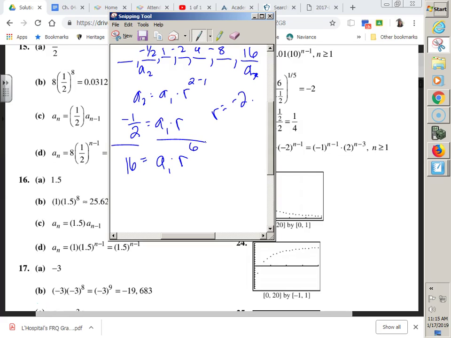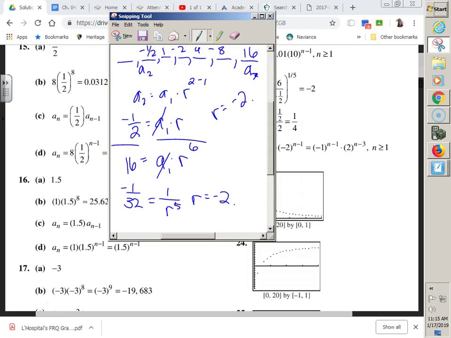And negative 1/2 divided by 16, ew. I like 16 divided by negative 1/2. But those reduce. That ends up being 1 over r to the 5th, and this ends up being negative 1 over 32. So I flip them both, and I 5th root both sides, and I end up with r is equal to negative 2. You could do that too.